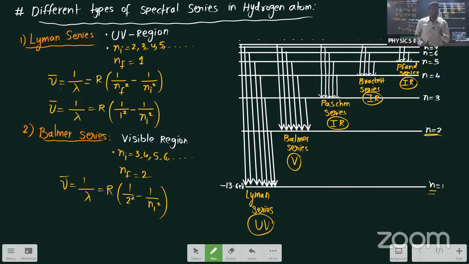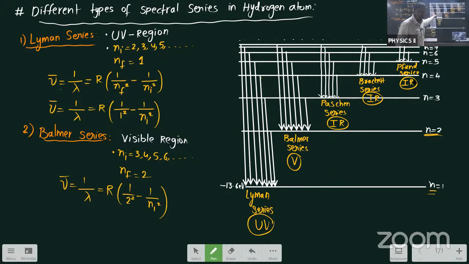Balmer series lies in which region? Visible region. Whenever an electron jumps from any of the higher energy orbits to n is equal to 3, which series will we be getting? We'll be getting Paschen series. The spectral lines lie in which region? They lie in the infrared region. Similarly, whenever an electron jumps from any of the higher energy orbits to n is equal to 4, we'll be getting Brackett series. Whenever an electron jumps to n is equal to 5, we'll be getting which type of series? Pfund series.